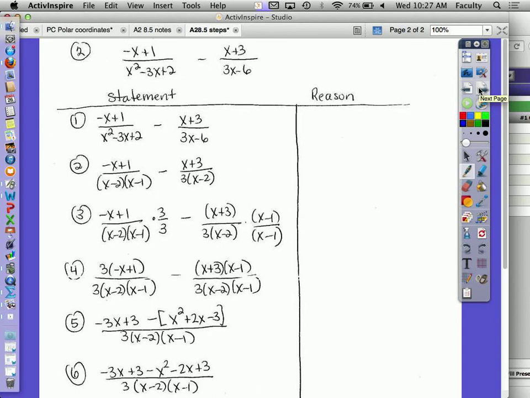All right, so now let's repeat. Here's my problem. This one's subtraction. So, what's my reason for the first statement? It's the given.